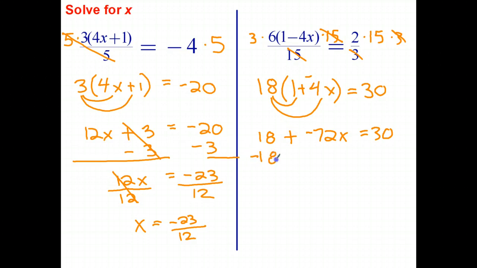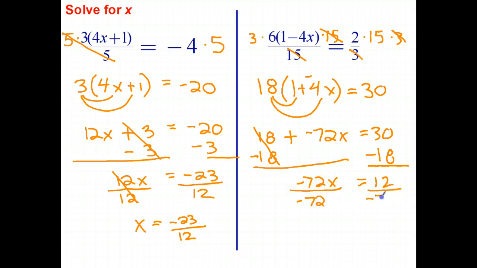So what I'm going to do is subtract 18 from both sides. That goes to 0, which leaves just negative 72x on the left. And 30 subtract 18 is positive 12. Finally, I need to get rid of the multiply by negative 72 by dividing by negative 72. They cancel out, and I end up with x is, again, I don't like to leave my negative sign in my denominator, so I'm going to put it in the numerator.